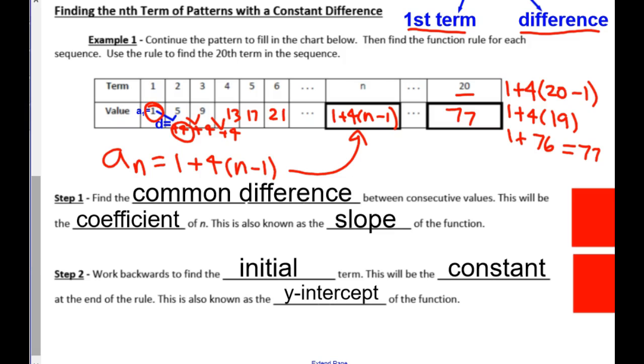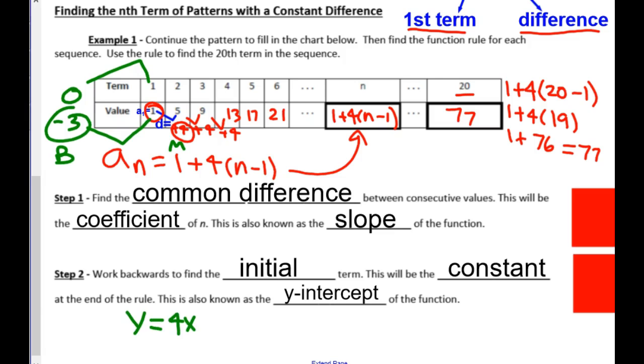So I'll do that in green. If I went back to term 0, that would mean from 1, I would have to do what to get back 1? If I'm adding 4, what would this be? Okay, good. Subtracting 4 would be -3. So basically they're saying this is your B. This is your B, and then this is your M. So you could write it as y equals 4x minus 3.